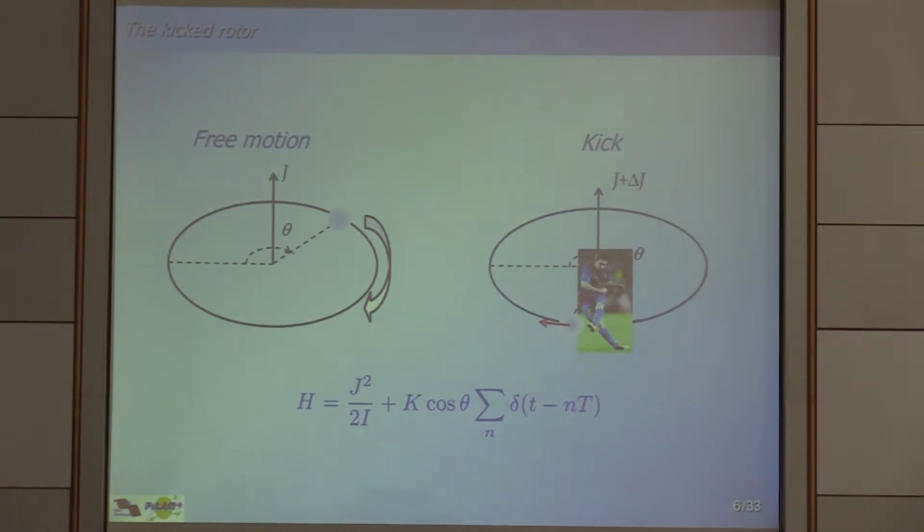It's very easy to simulate numerically because this is free evolution, and this is just an instantaneous force. This is one of the large interests of the kicked rotor. If you do it classically, or if you do it quantum mechanically, it's also very simple because this is diagonal in momentum space, this is diagonal in position space, and the two are connected by Fourier transform. So it's very easy also to simulate it numerically.